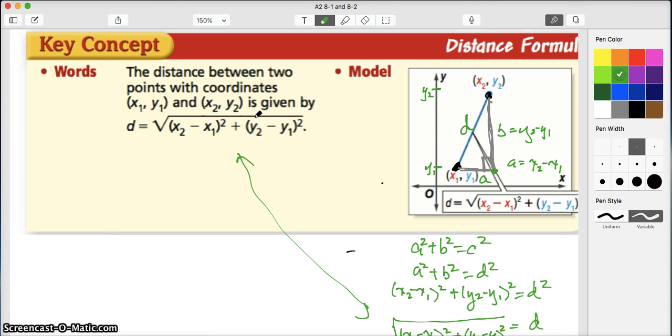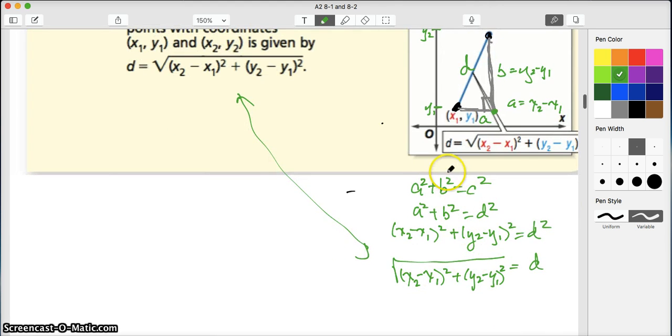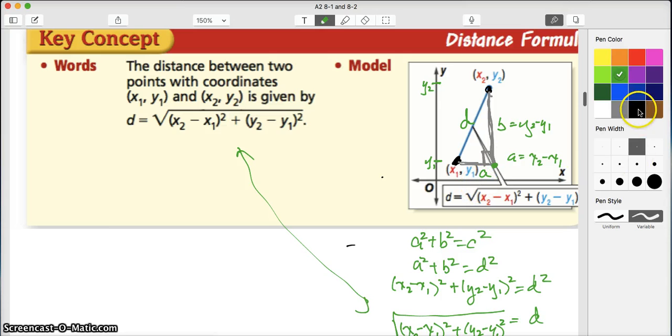That's where it comes from. So do I want you to be able to do this? Yes. Am I going to ask you about it on a test? Probably not, but you never know. But what I am going to ask you to do is definitely have this memorized, right? You should know how to use the distance formula.